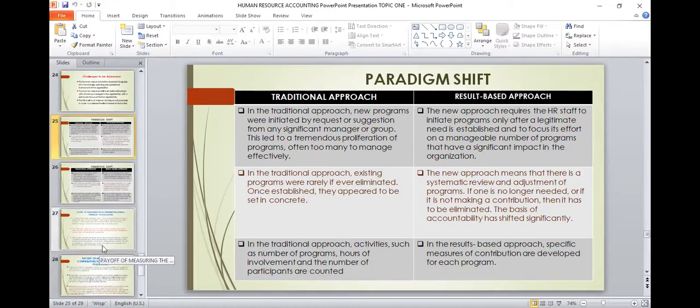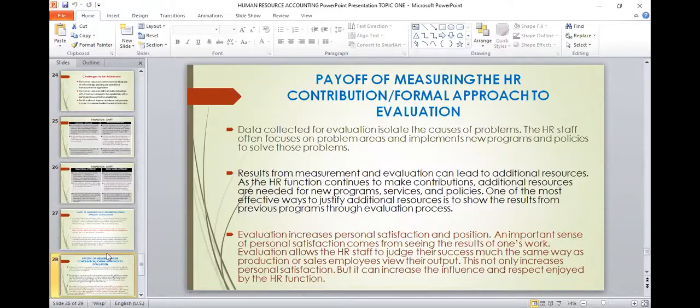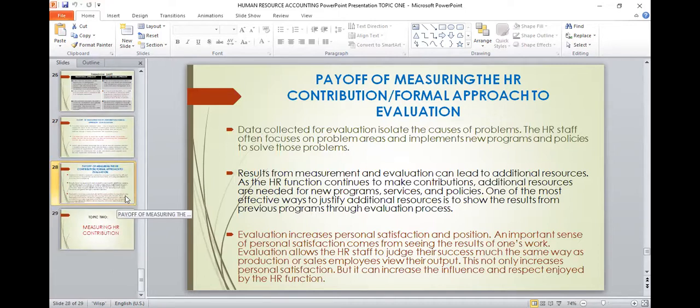I want us to stop there because time has really gone. But it is important to note that there are benefits of moving away from the traditional approach to the modern approach. These are what we will look at under the payoff of measuring the HR contribution, or the payoff of the formal approach to evaluation. When you talk about the formal approach to evaluation, what we really mean is the result-based approach. What are the payoffs of the result-based approach? What are the benefits of the result-based approach?